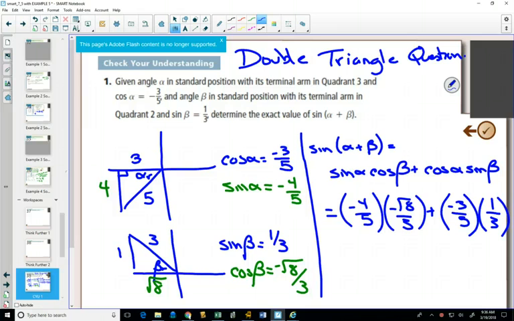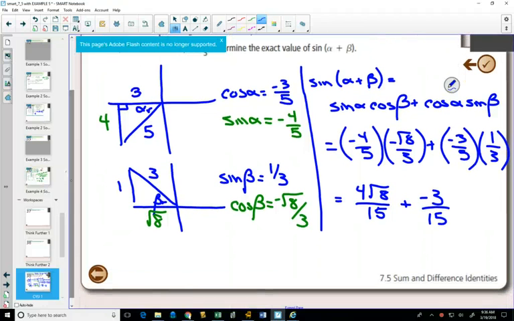So the sine and the cos go away because you know what cos of alpha is, and you replace all of that with negative 3/5. And now, what do we have? We're going to have 4 root 8 over 15 plus negative 3 over 15. We have a common denominator. In order to write your final answer, it has to be a single fraction. So you can add those together or subtract them. You get 4 root 8 minus 3 all over 15.